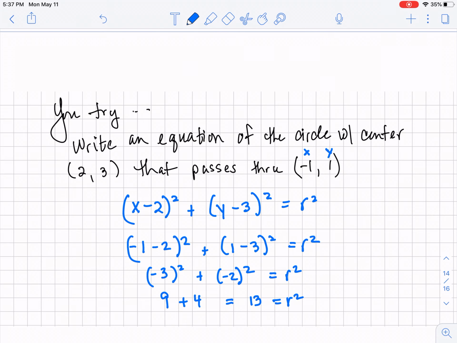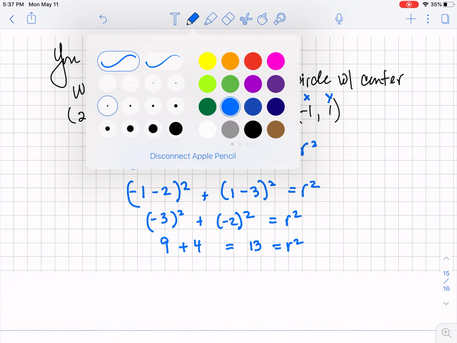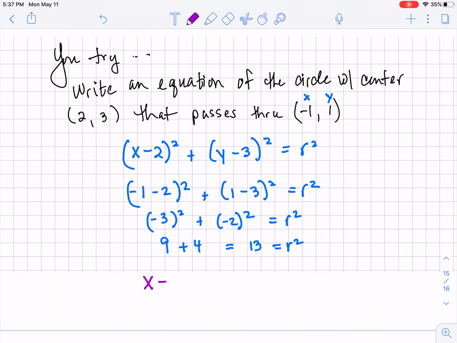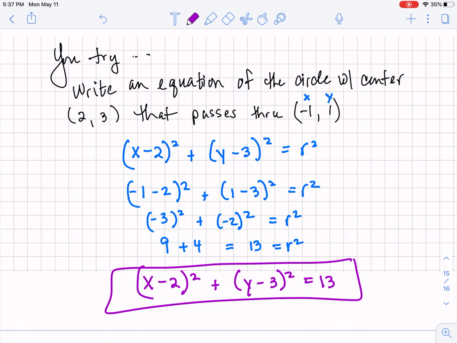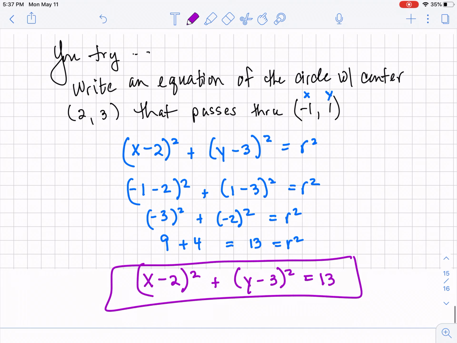So now my final answer would be, we'll do it in a different color. It's going to be x minus 2 squared plus y minus 3 squared is equal to 13. And that's my equation for that circle that goes through negative 1, 1 and has a center of 2, 3.